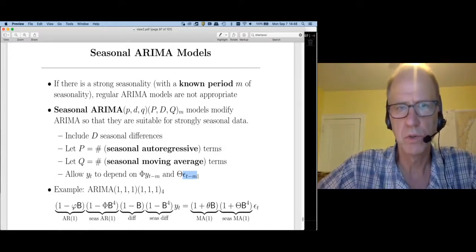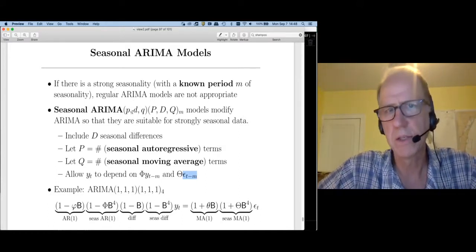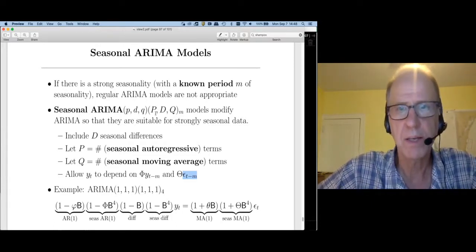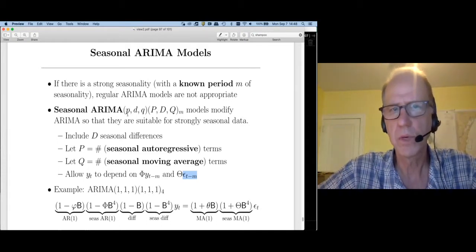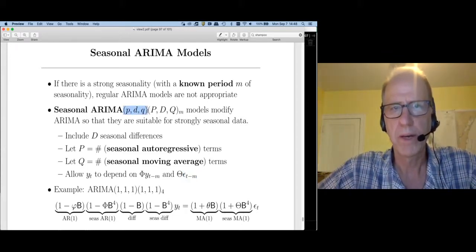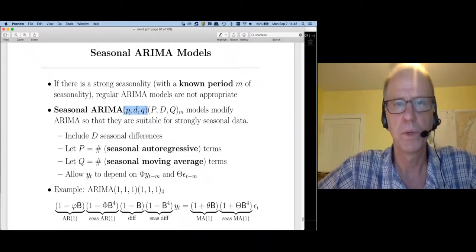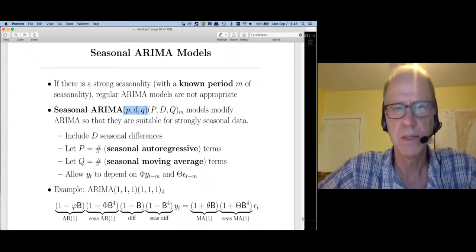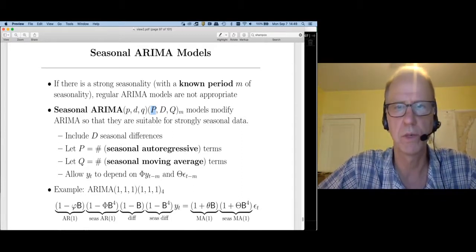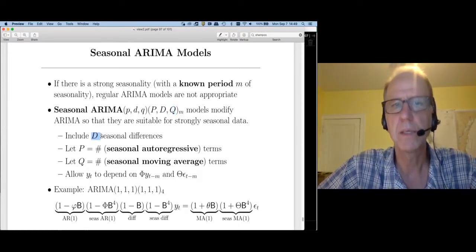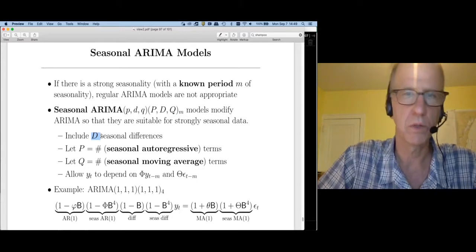The notation that we're going to use is to use lowercase letters for normal ARIMA, uppercase letters for the seasonal part. We'll write out a seasonal ARIMA model followed by 2 triples to specify the model. This would say we're going to have a normal ARIMA model with p autoregressive terms, d differences, and q moving average terms. Then big P is going to be the number of seasonal autoregressive terms, big Q will be the number of seasonal moving average terms, and big D will be the number of seasonal differences that we include.